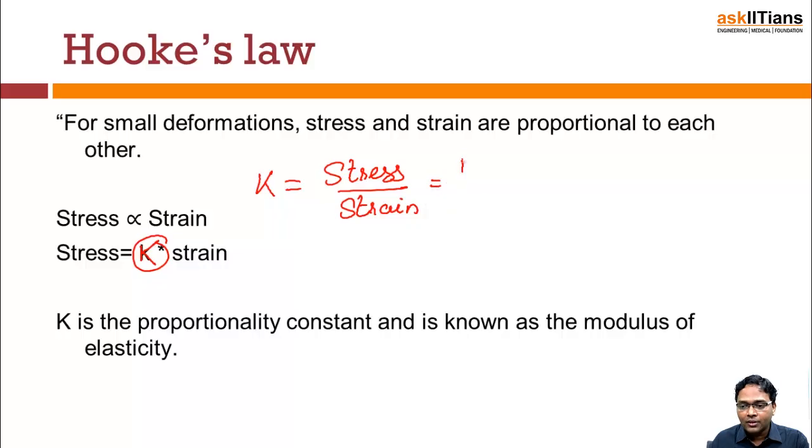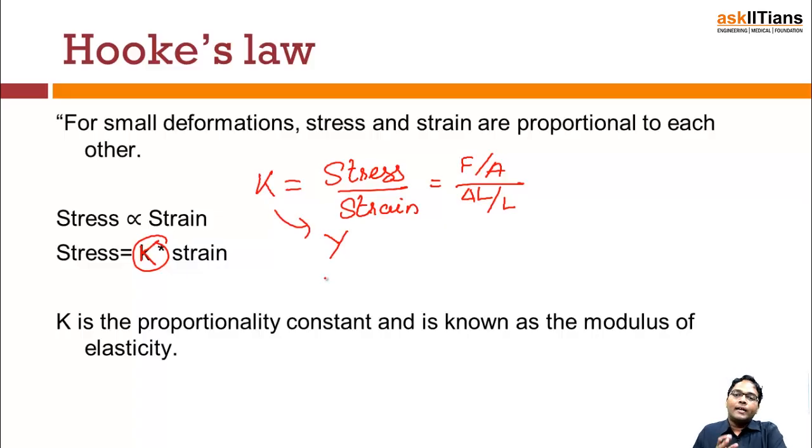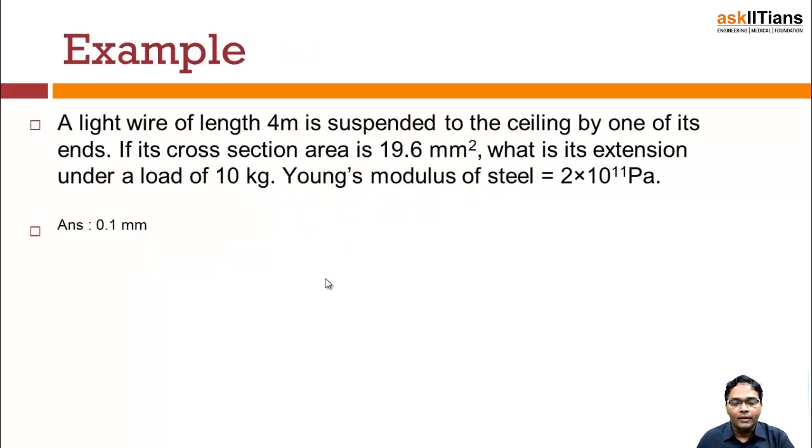So if I just say force per unit area divided by, if I talk about tensile stress, so delta L divided by L. In this particular case, K will be defined as something known as the Young's modulus, which we will come to. There are different moduli of elasticity. K is in general defined as the proportionality constant when the stress is proportional to strain, that is, when you do not apply a significantly high amount of force. Okay, let's try to do some examples out of it.